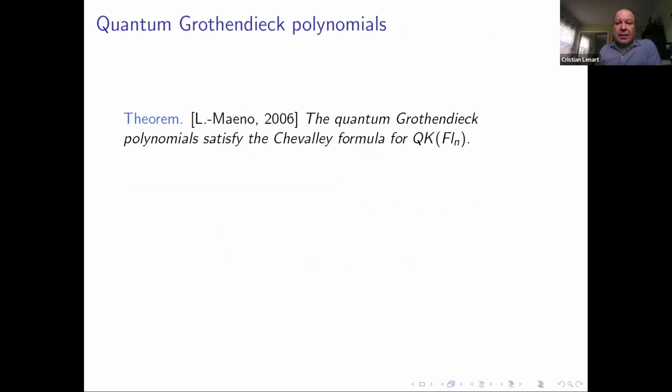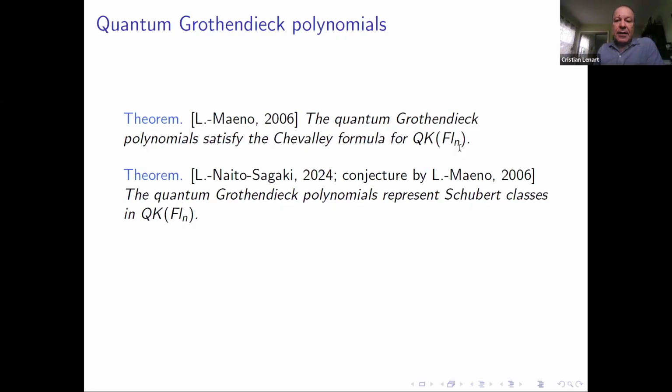So then, of course, one wonders whether we have a similar result in quantum K-theory. We had an indication that might be true because with Maeno, we proved that the quantum Grothendieck polynomials satisfy what at that time we conjectured to be a Chevalley formula for quantum K-theory of the ordinary flag manifold. But now this Chevalley formula is proved, and simply as a corollary, we get that the quantum Grothendieck polynomials represent Schubert classes in quantum K-theory. This we conjectured with Maeno in 2006, but we could only prove it once we had the Chevalley formula in quantum K-theory of the ordinary flag manifold.